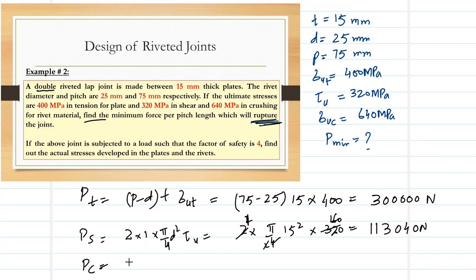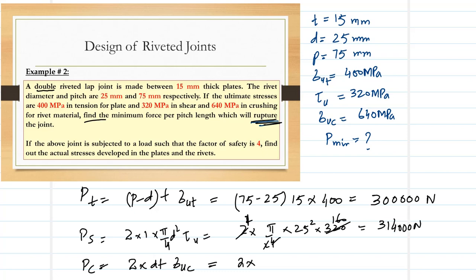It's 113,040 newton. Sorry, the diameter is 25. Okay, there's a problem, the value is wrong. This must be 25 square into 320. So this is pi times 25 square times 160. The value is 314,000 newton.